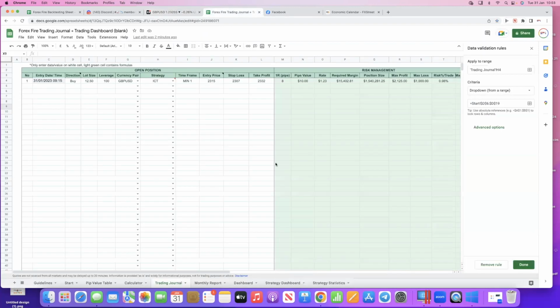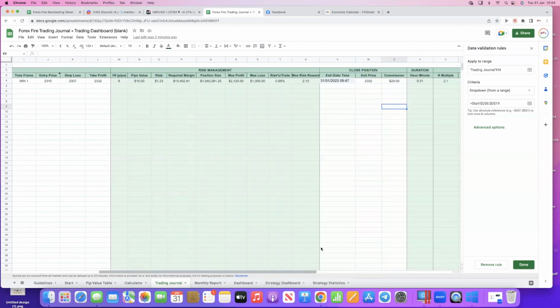2312. And then it's given us what the value is, 8 pips, 10 per pip value, the rate, the required margin. This is the risk management side. So it was just under a 1% risk, but with the commissions and all that, the risk and reward was around about 1 to 2 here. We got that win. Again, it's giving you the close position and the time.